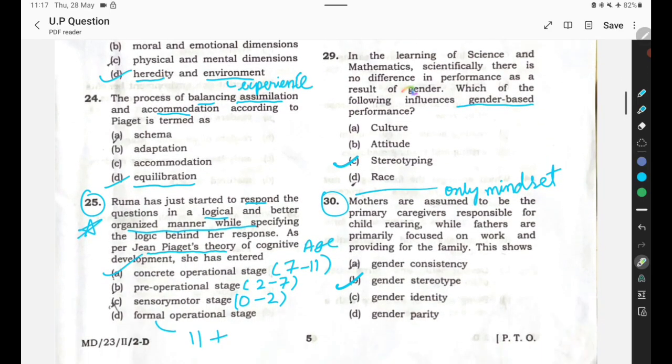29. In the learning of science and mathematics, scientifically, there is no difference in performance as a result of gender. Which of the following influence gender-based performance? When they say gender, in your mind it should always come as stereotyping or stereotype.